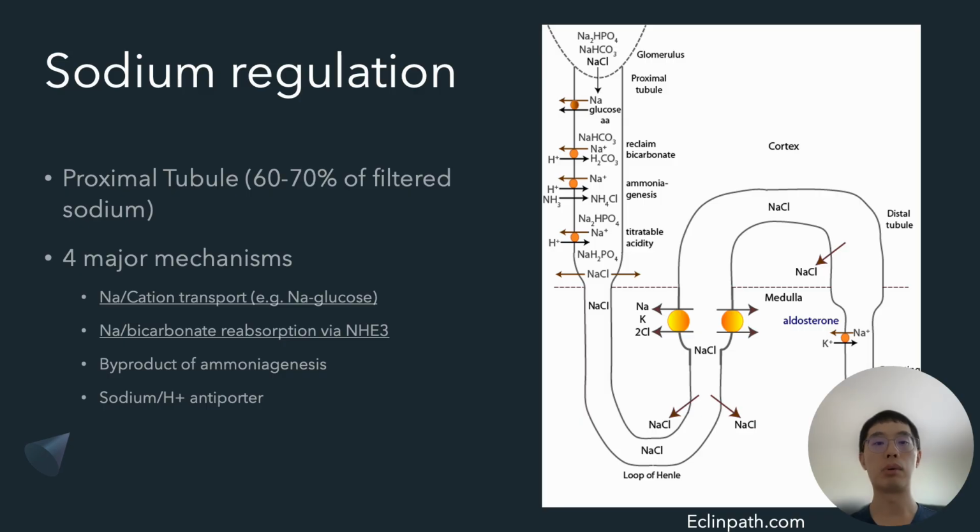Sodium is also reabsorbed as a byproduct of ammoniogenesis, with the secretion of ammonia into the lumen. And we will also discuss the importance of ammonia as a buffer in our urine. And finally, sodium is reabsorbed as a byproduct of excretion of protons when the proximal tubule tries to get rid of excess acids. If you take anything away from the slide, it is that the majority of sodium is reabsorbed in the proximal tubule, and the sodium cation transporters, as well as the sodium bicarbonate exchange with the sodium hydrogen exchanger, or NHE3.